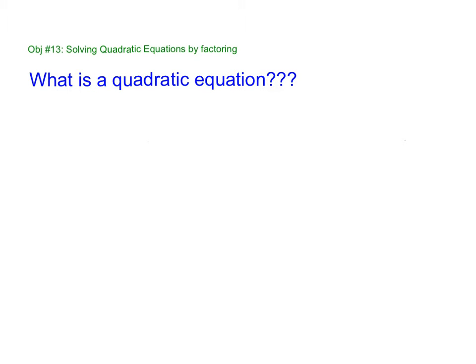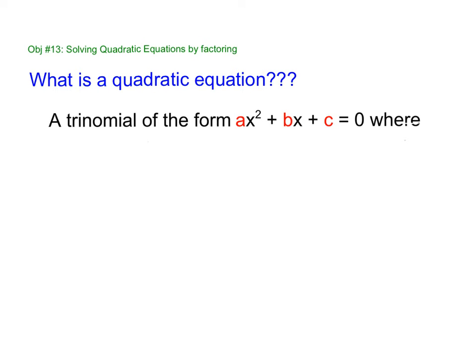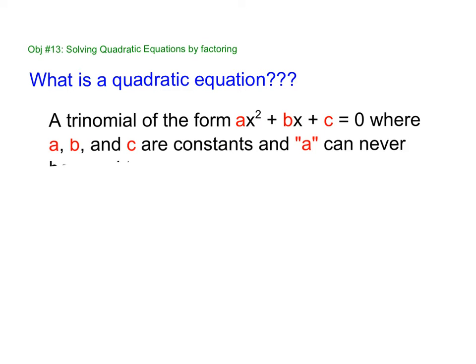All right, what is a quadratic equation? So you'd think quadratic, 4, quad. I guess it kind of has 4, but it's a trinomial. It's a trinomial of the form ax squared plus bx plus c equals 0. So that's our basic trinomial problem that we've been talking about, where a, b, and c are constants, and a can never be equal to 0.